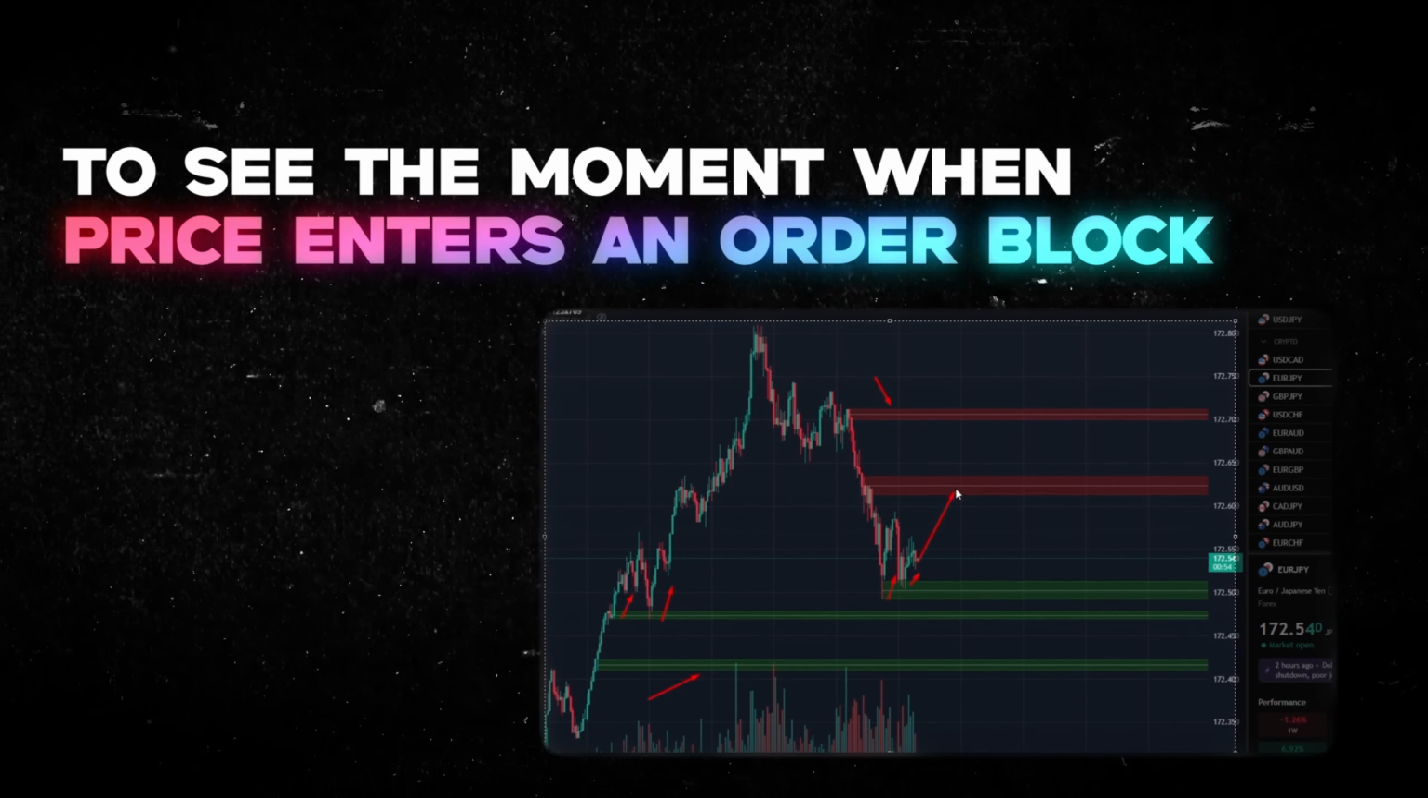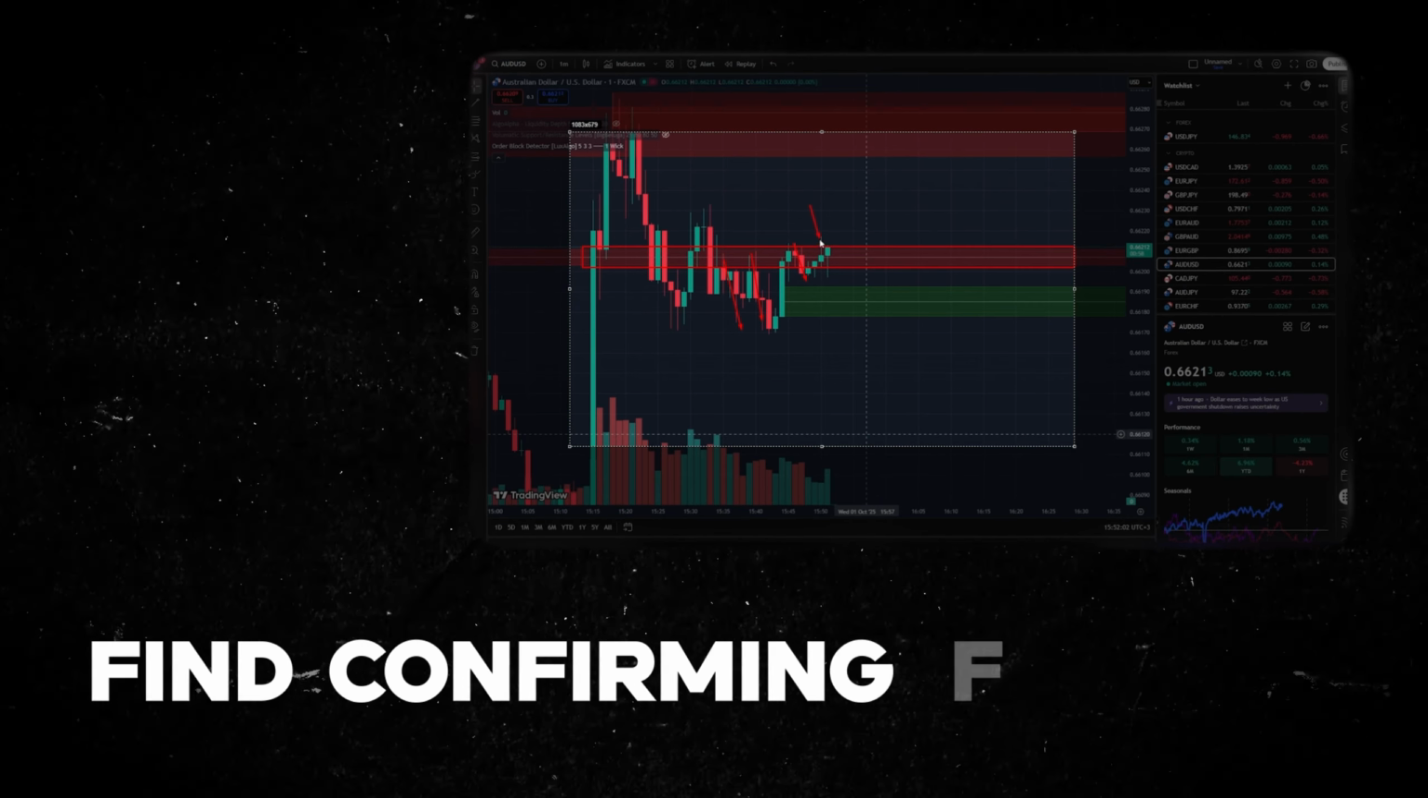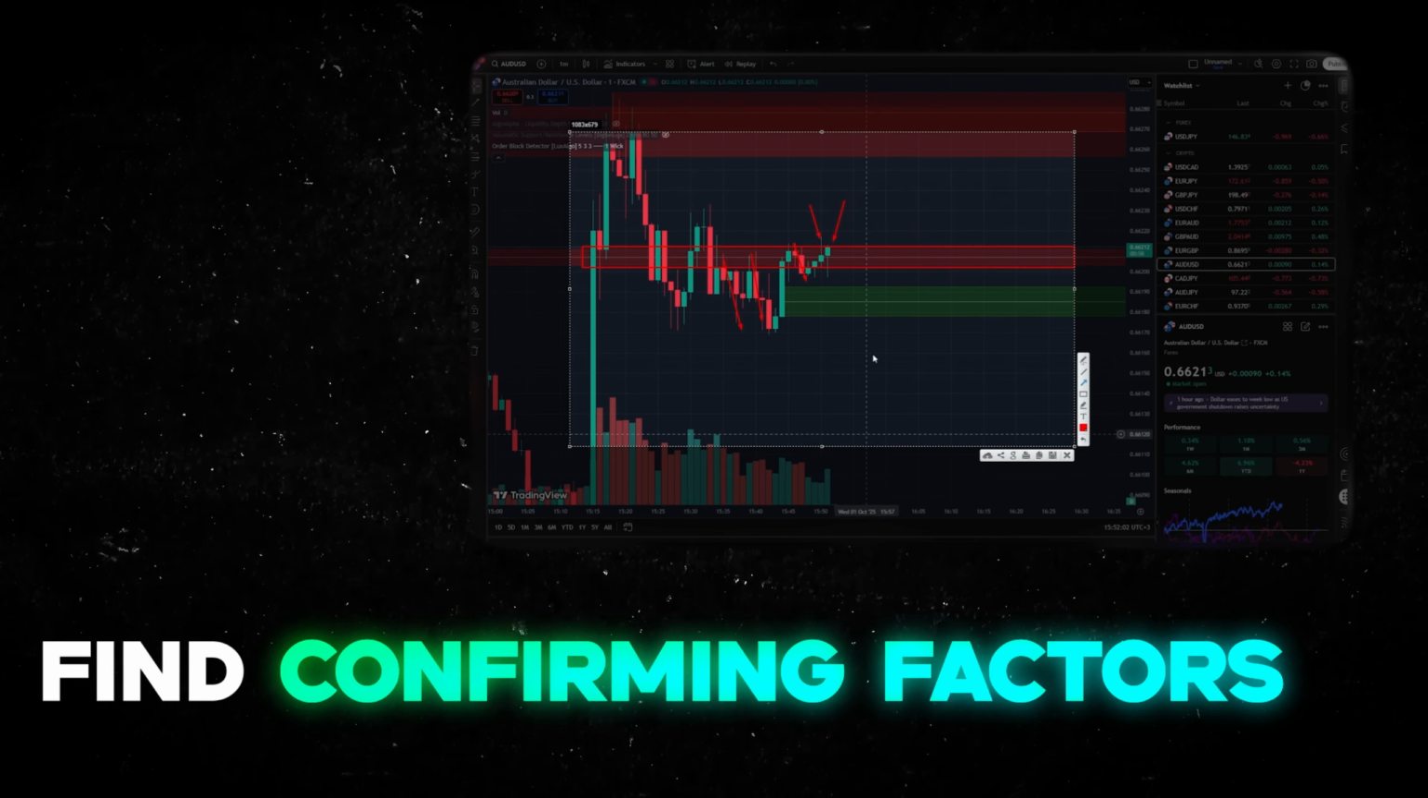Now let's talk about the procedure for entering a position. It is as simple as possible. First, our task is to see the moment when the price enters the order block, and after that, you should look at the chart and find the supporting factors. If you have found at least one confirmation, then you can safely open a position using your risk management. Well, now let's trade.